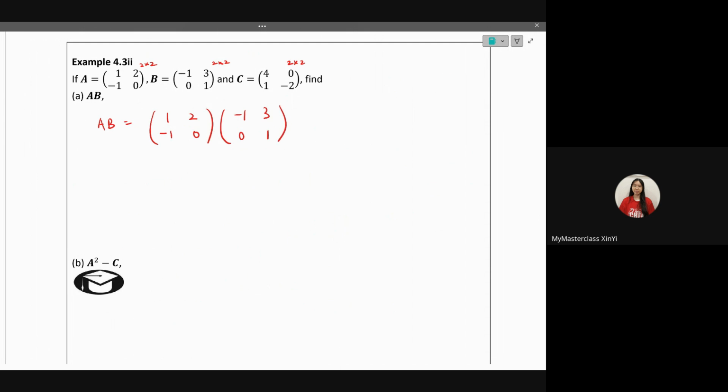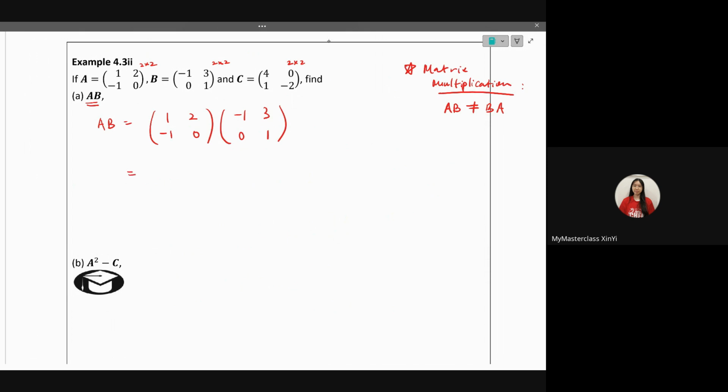One key thing over here: if it's written in this way, matrix A multiplied by matrix B, write it in this way also. Don't reverse the order. Remember, for matrix addition you can do that, but for matrix multiplication, don't. Matrix A multiplied by B is not the same as B multiplied by A.